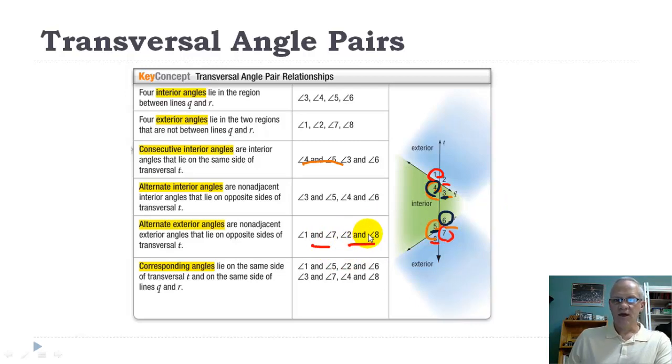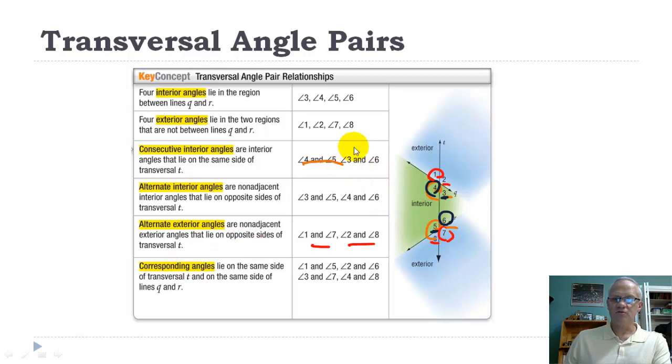Okay, and then finally the last pairs here are what they call corresponding. All right, corresponding, you notice it doesn't say interior or exterior. Okay, so the clue here is when it's interior, they're both interior. When it says exterior, they're both exterior. When it just says corresponding, it doesn't say interior or exterior. That means there's going to be one of both. Okay, there's going to be one of both.